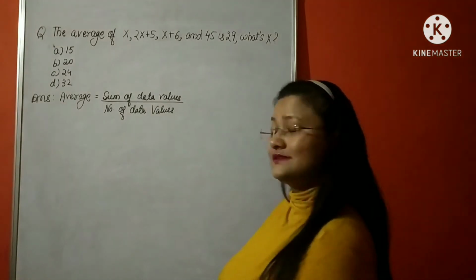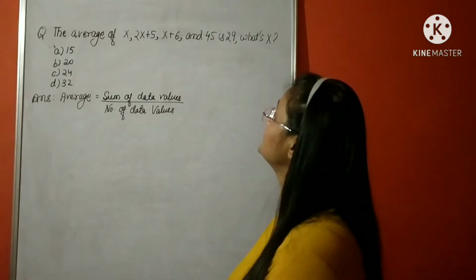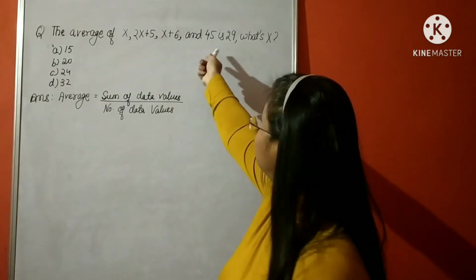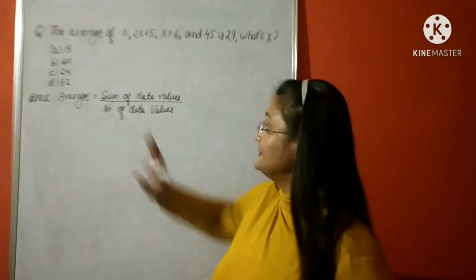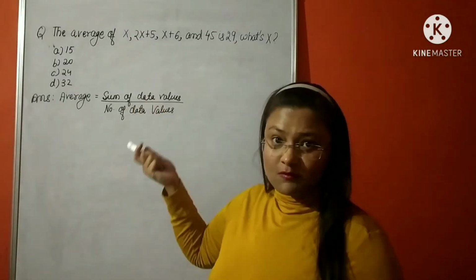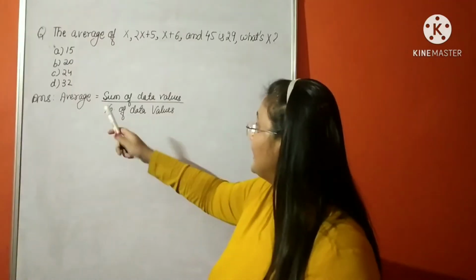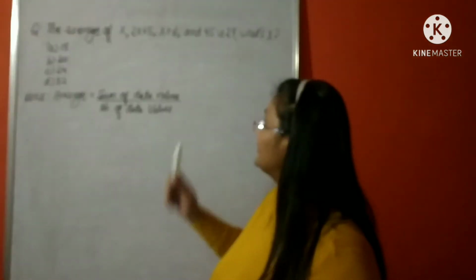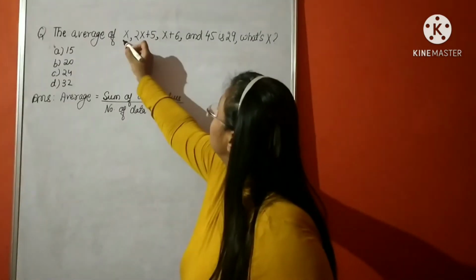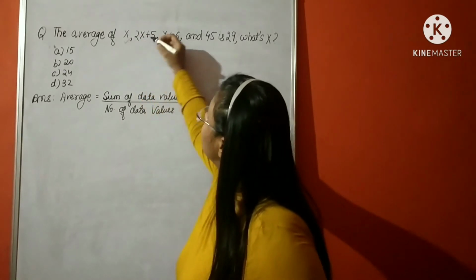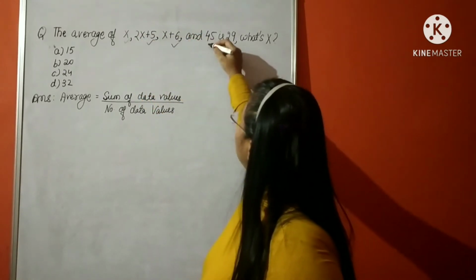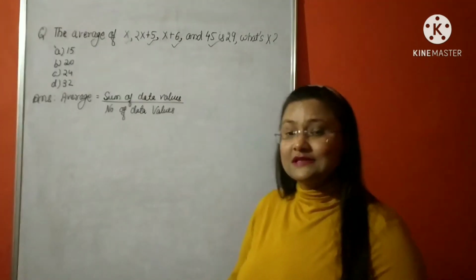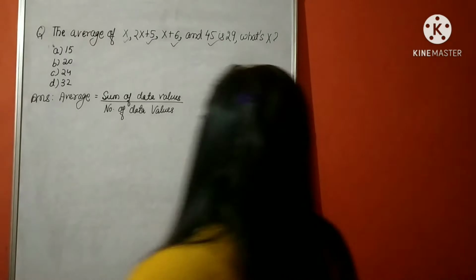And another question in the same question paper was this. We needed to find out the average of these 4 entities. There is a simple formula for calculating average: the sum of data values upon the number of data values. The number of data values is 1, 2, 3 and 4, and we will sum up these values.